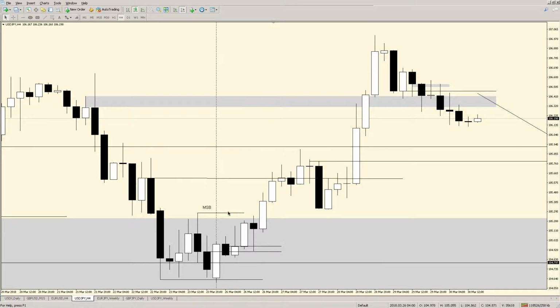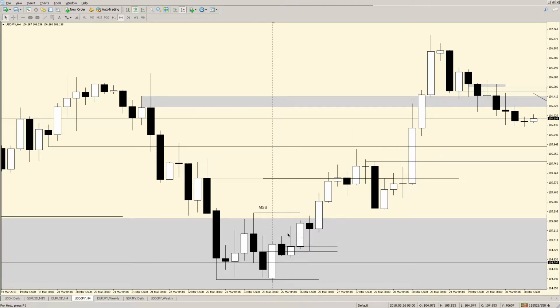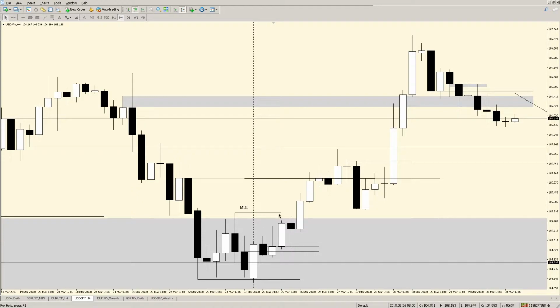So once this occurred to me, I was like, great. I didn't necessarily need a break at this high. So what I then did is, as you can see, I marked out the body of this 4-hour block, and this is where I was stalking an entry next.